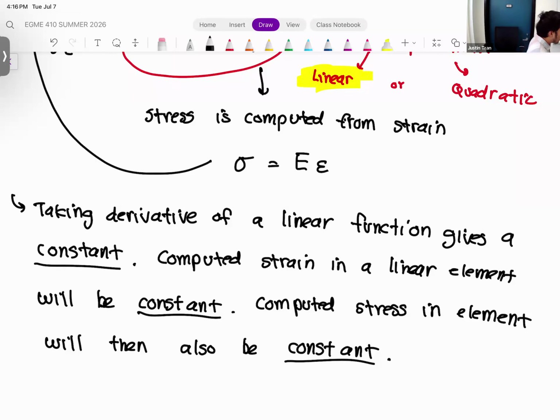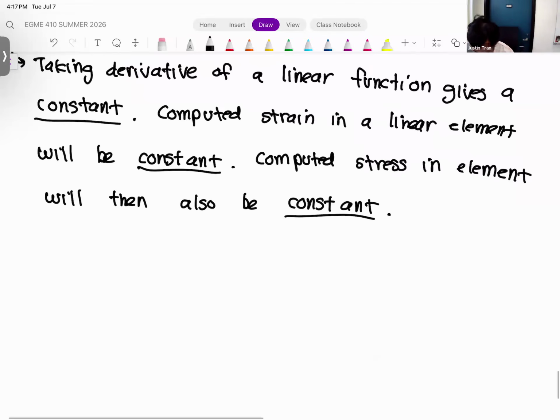So it's a chain of events that just keeps cascading. And that last statement is actually pretty significant. It means that if we have a linear element, then when we compute the stress within each element, the stress is not going to change. So we basically have constant stress elements. When you go from element to element, the stress may change, so it can hop at that point, but within an element itself, the stress is going to be constant.